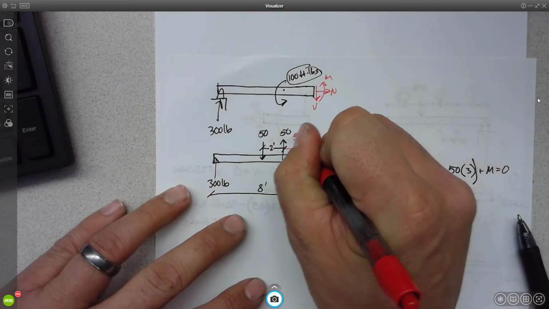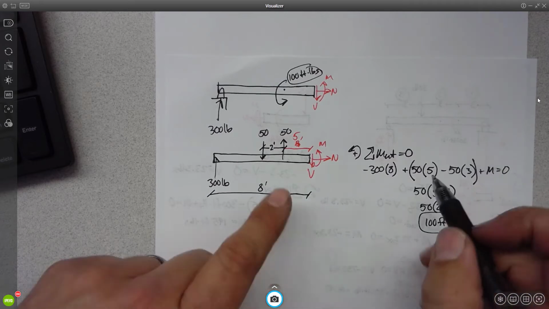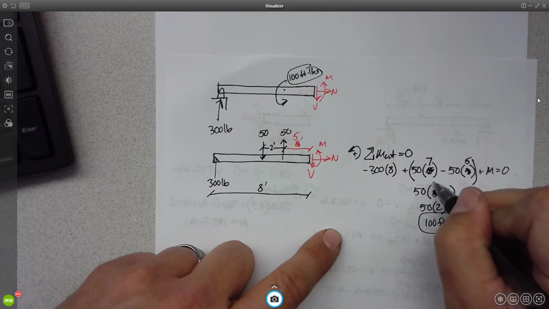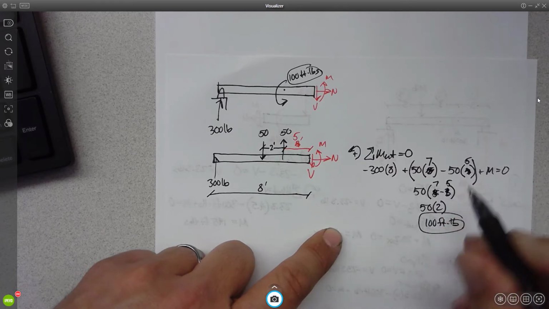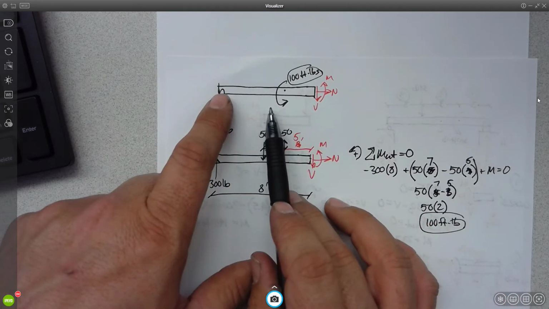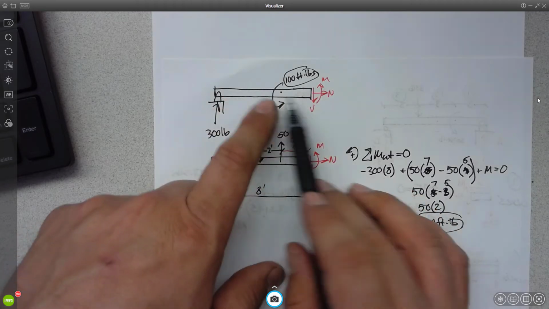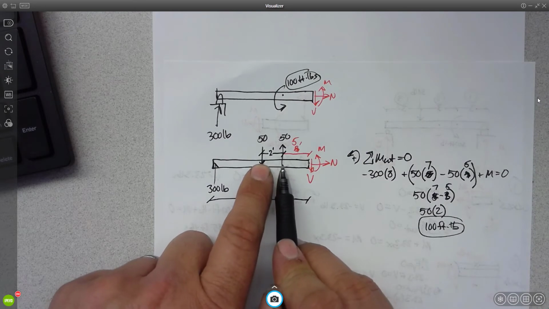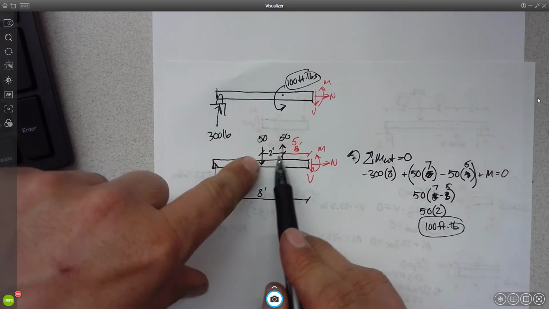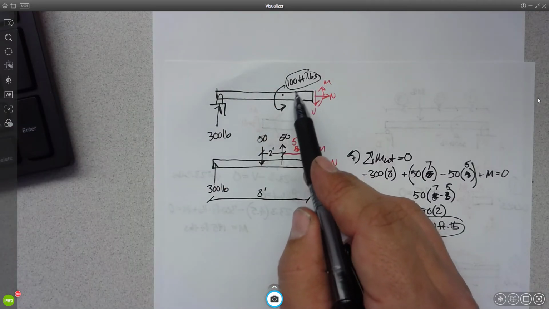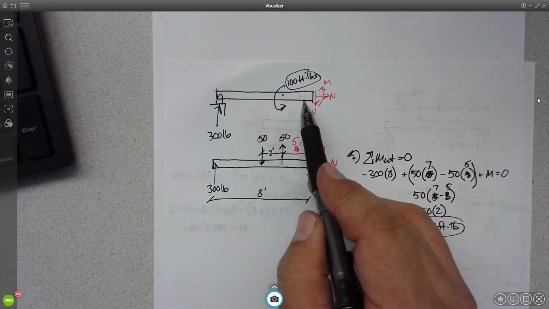Let's change it to 5 feet. Okay, if that's 5 feet, then I need to change this to be 7 and this to be 5. 7, 5. We still have 50 times 2. It's still the same thing. Okay? So the nature of a couple moment is that it doesn't matter where it's applied. It's just that it is applied. So you don't need a lever arm here. The fact that it's a couple moment is already accounting for the lever arm. It's saying that there are 2 forces equal and opposite separated by some distance. So you don't need to multiply. When you see a couple moment like this, you don't need to worry about its lever arm.